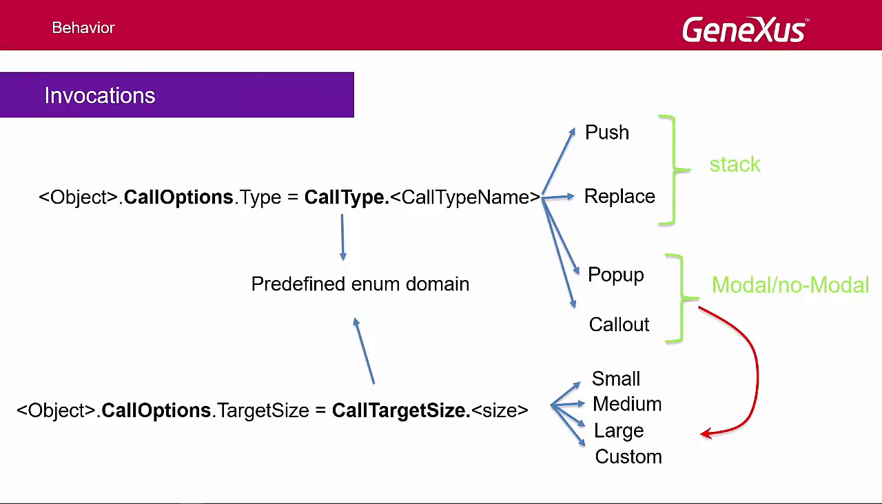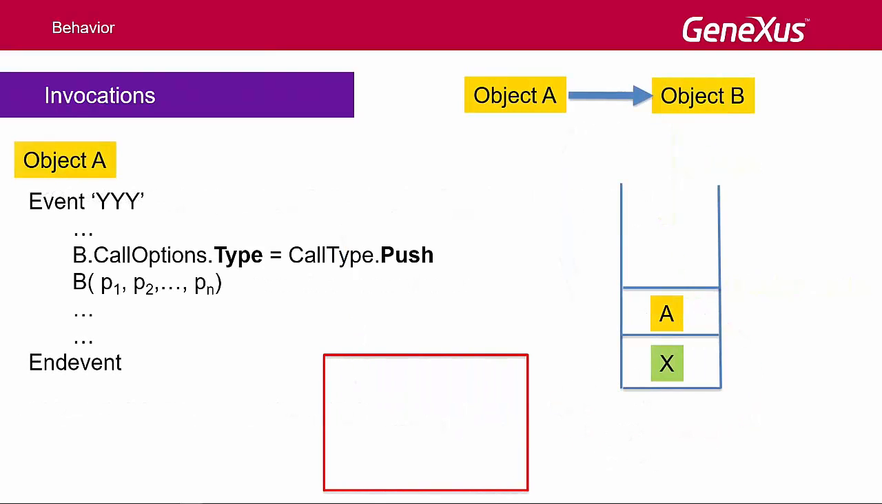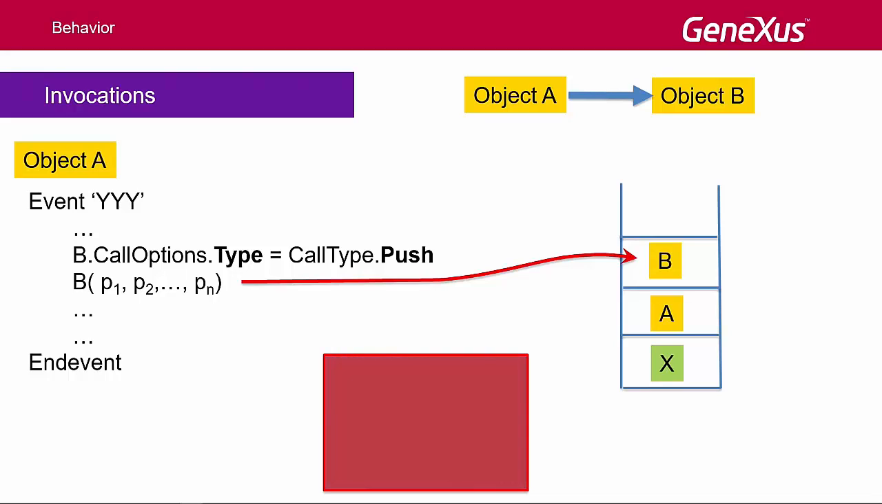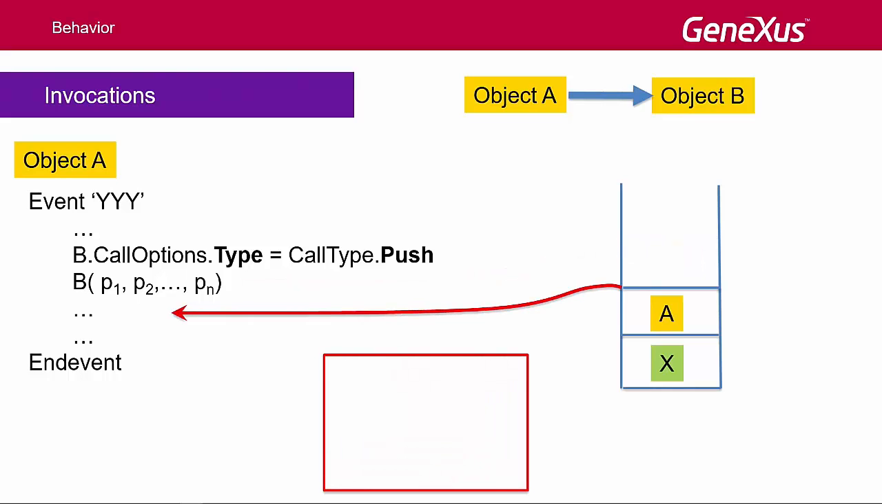As for push and replace types, push is the default type of all invocations. That is to say, even if we don't set any type, it will be opened as push. Suppose that an object X called an object A. If now from A, in an event, we call an object B with the push call type, the called object is placed on top of the stack. Its screen is opened above the caller's screen, taking exactly the same place. To continue running, the caller waits until the called object B finishes running, which is then removed from the stack. Next, the following command, which came after the call to object B, is executed.